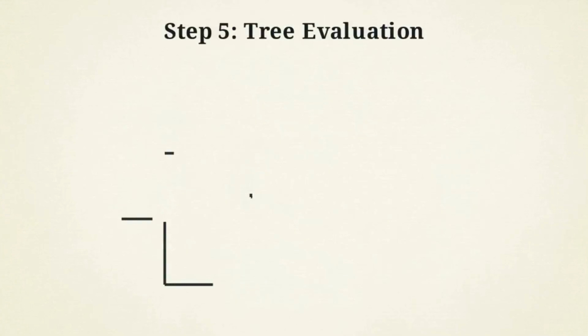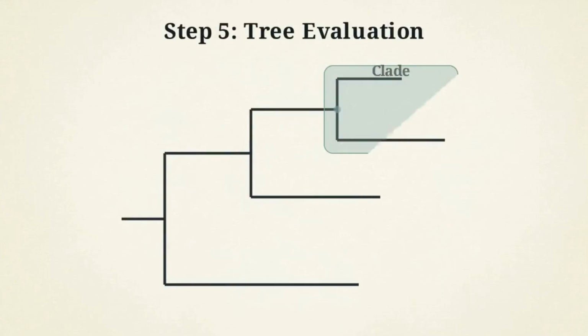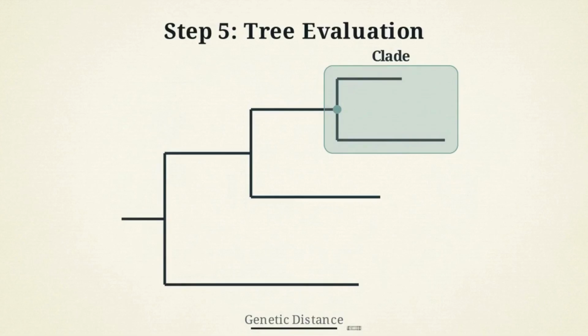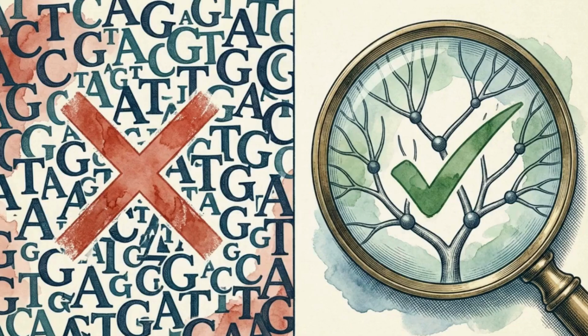Step 5, tree evaluation. First, identify clades, an ancestor node and all its descendants. Next, horizontal branch lengths represent genetic distance, not chronological time. An outgroup anchors the tree's base, establishing evolutionary time. Finally, high bootstrap values indicate strong confidence in a branch split. Understanding these specific metrics separates a blind software output from a scientifically defensible hypothesis of evolution.